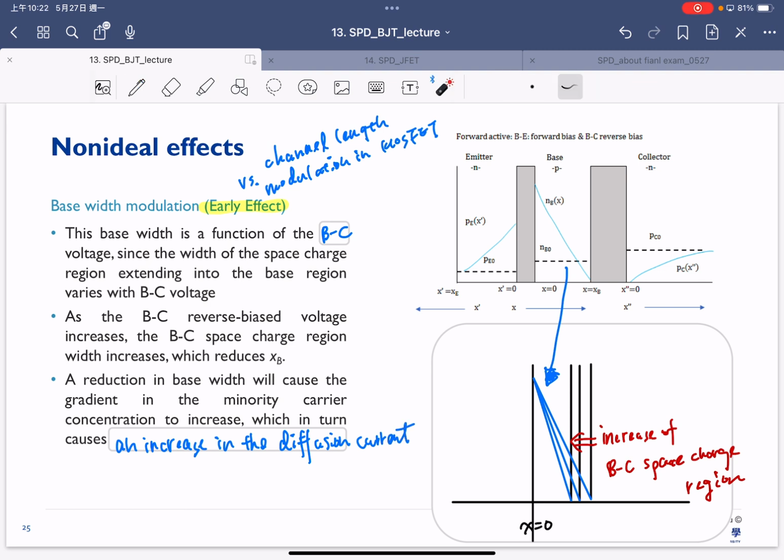So just let me explain again. Once we increase our base collector voltage here, for sure this space charge region is increased, and once this space charge is increased, the base width is decreased, and the base width decrease can lead to the increase of this gradient. And once the gradient is increased, that means the diffusion current is increased.